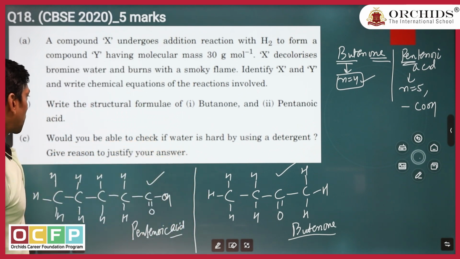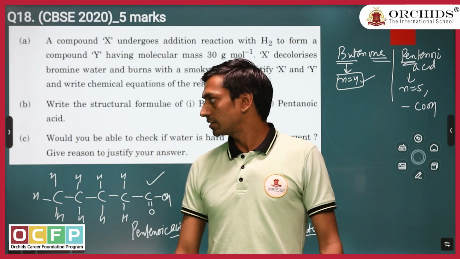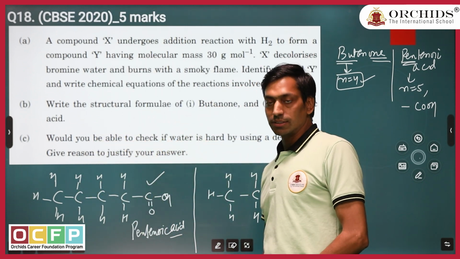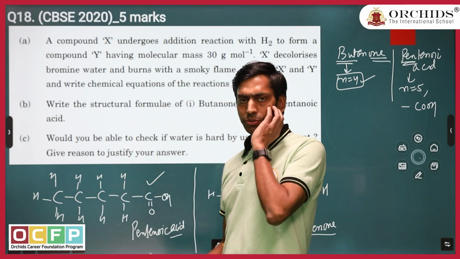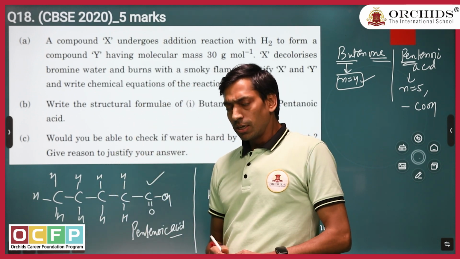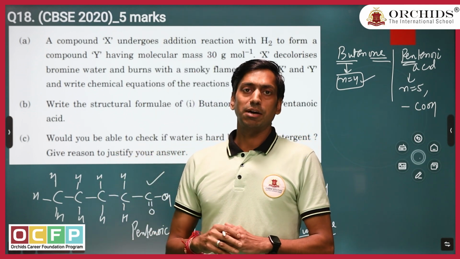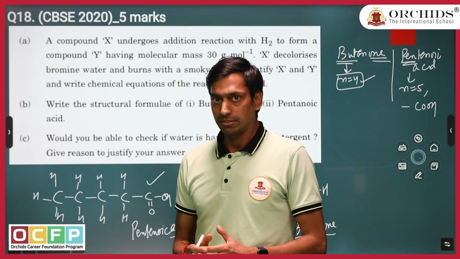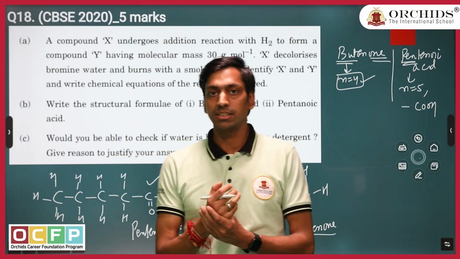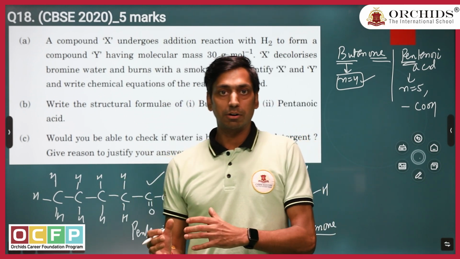Next we are having, would you be able to check if water is hard by using a detergent? Give reason to justify your answer. So see, first thing is that we cannot use detergent to check the hardness of water. First of all, what is hard water? Hard water is that water which has excessive dissolved salts of calcium and magnesium, a high concentration of calcium and magnesium salts like calcium and magnesium carbonates. So that is what our hard water is.